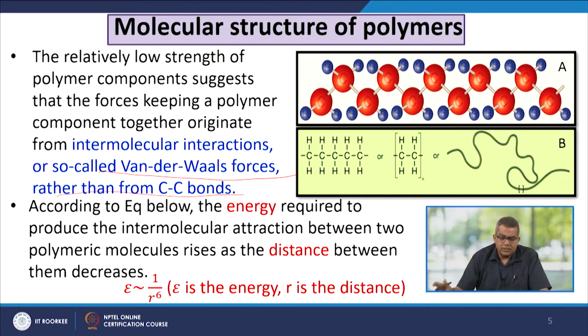According to this particular equation, where epsilon is related to 1 over r to the power 6, where epsilon is the energy and r is the distance, the energy required to produce the intermolecular attraction between two polymeric materials rises as the distance between them decreases.